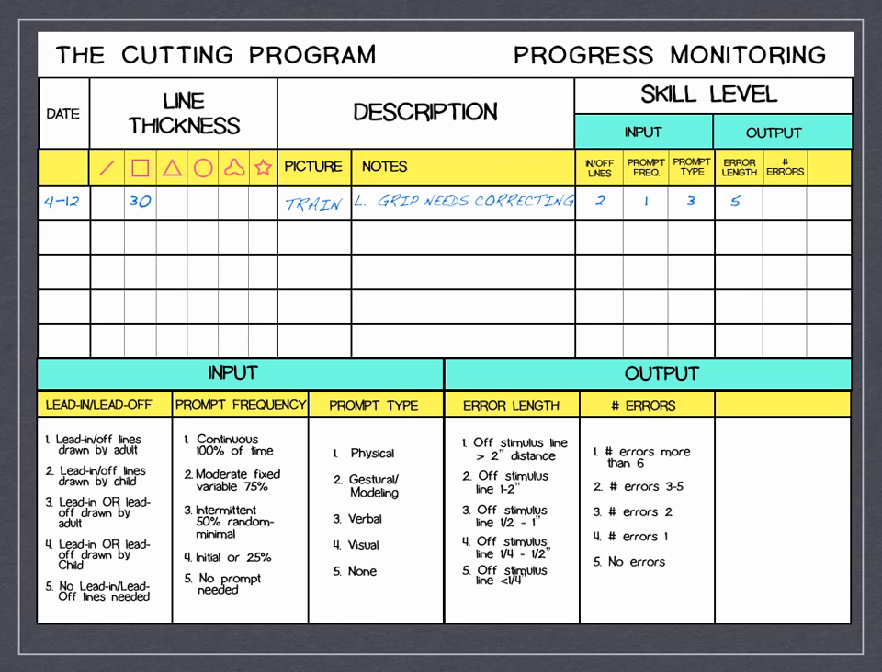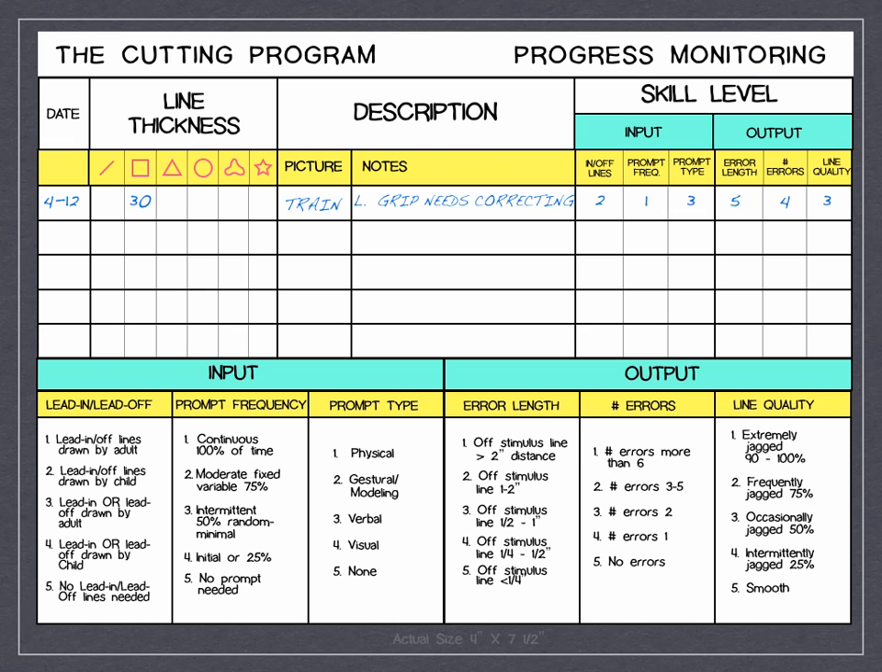Number of errors counts each time that white is visible on either side of the cut line. A 1 is given if more than 6 errors are present. Score 2 for 3 to 5 errors, 3 for 2 errors, 4 for 1 error, and 5 for no errors.